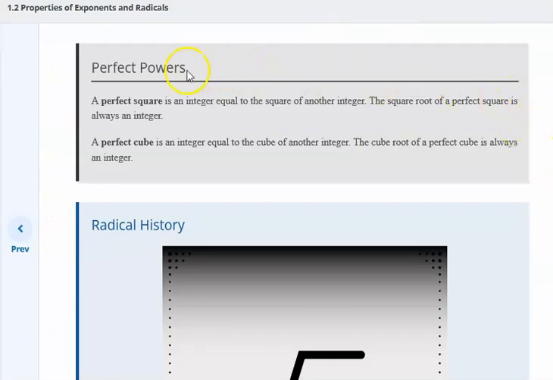Continuing on that page, we see perfect powers. Well, what's a perfect square? Well, 1, 4, 9, 16. Just take your natural numbers, 1, 2, 3, 4, 5, and square them. Now, keeping in mind, those could also have been negative numbers. Negative 1 times negative 1 is a positive 1. Negative 2 times negative 2 is a positive 4. Kind of keep that in mind.